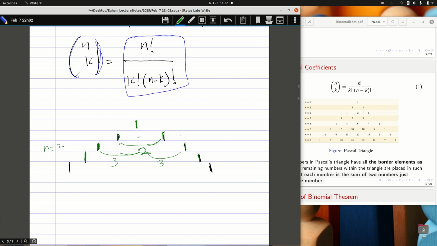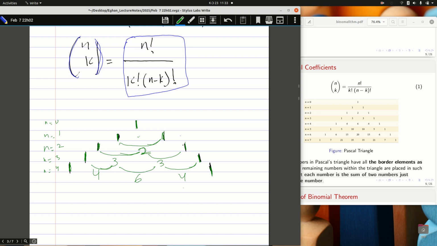So this is when the index is 3. This is when the index is just 1. When the index is 4, this is when the index is 0. When the index is 4, I have 1 here. This is 4. 3 is 6. 3, 1 is 4, and then the border 1.